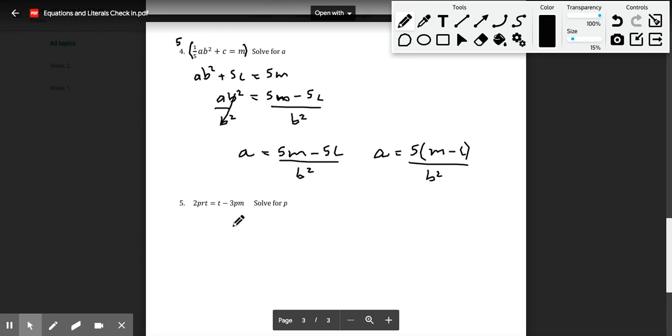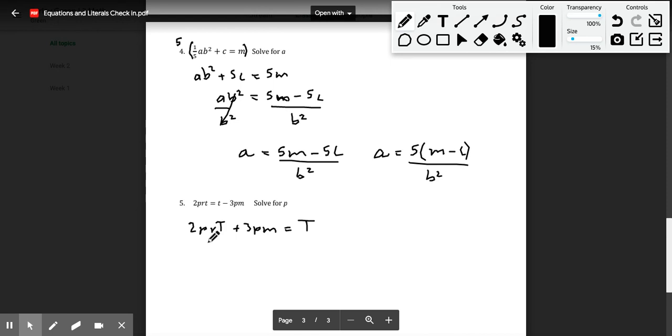Number 5, which turned out to be a 4 problem, was one that we talked about because we're solving for p, and p is on both sides of that equal sign. Get those together. That is essential. So I have a 2PRT. I'm going to call it a capital T so it doesn't look like a plus sign, okay? Going to add 3PM to the left. There you go. And that equals T.